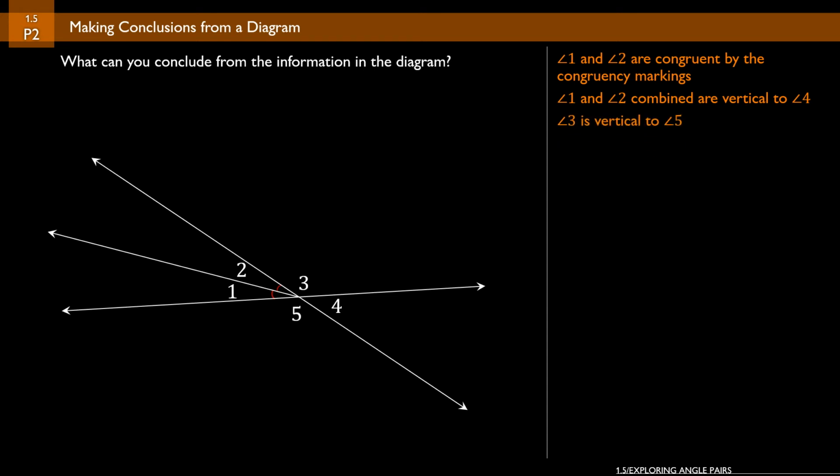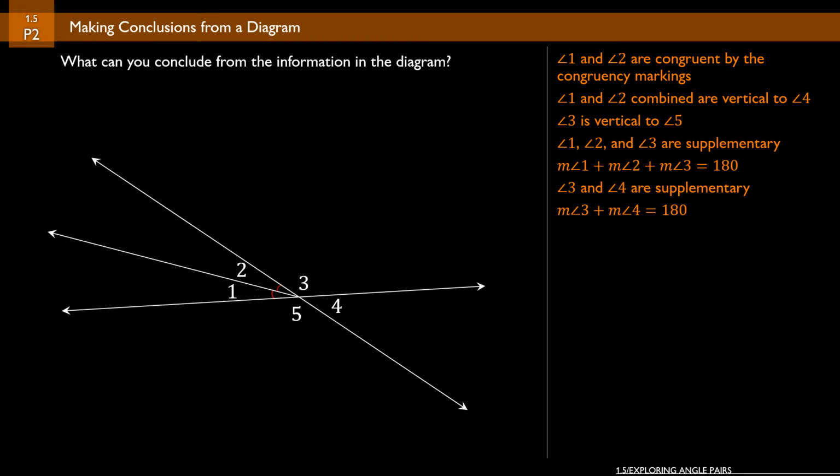Then we know that angle 1, angle 2, and angle 3 are supplementary because the line that they all have in common, or the line that the vertex that they all come to, is a straight line, which means it's 180 degrees. This means that the measures of angle 1, angle 2, and angle 3 are equal to 180. We can also tell that angle 3 and angle 4 are supplementary, which means that their measures are also equal to 180.